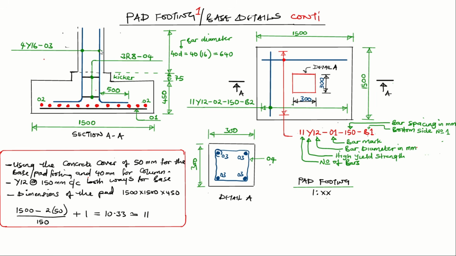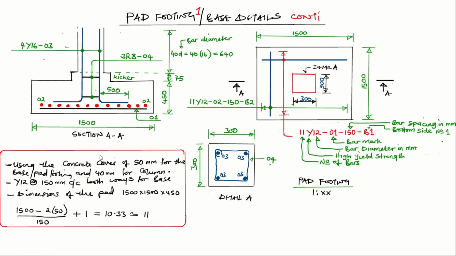Then here you put 2 dots on your starter bars, from here and here. Then you give it a name. Now with starter bars, you will always be given the number that you are using. So for example, in this case, we're told that we're using how many? 4. Sometimes it can be 6 or 8, depending on what the person wants you to use. So here we're using 4Y16. Then you say dash, and the next number that follows is the what? The bar mark. So this is bar mark 03.